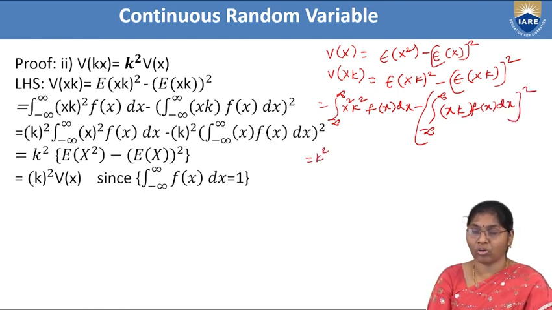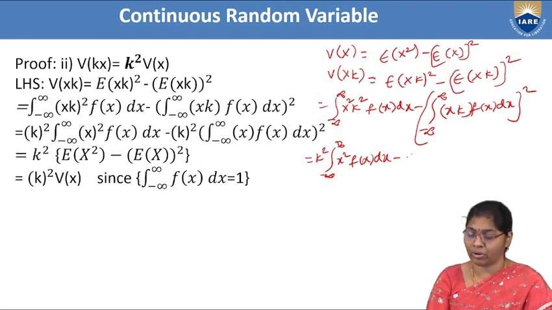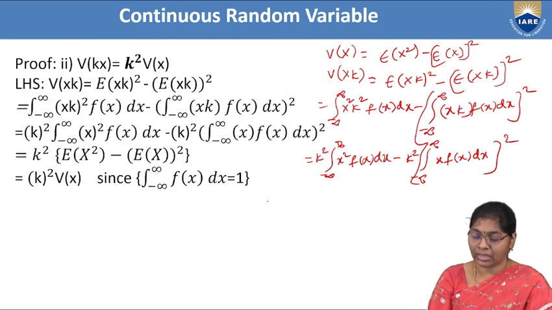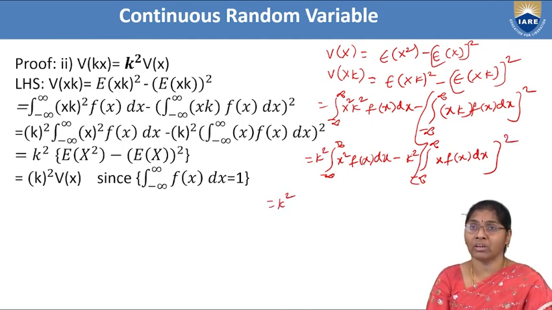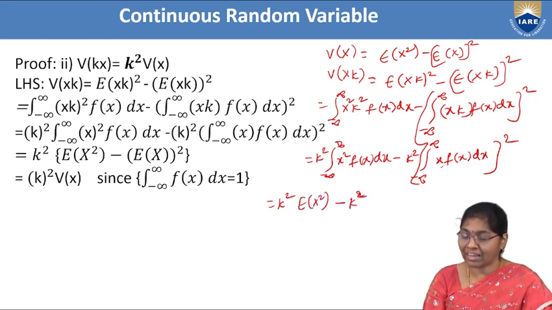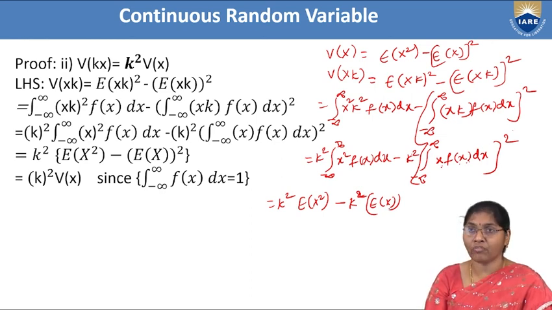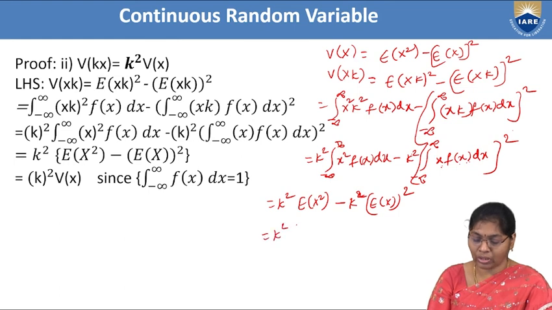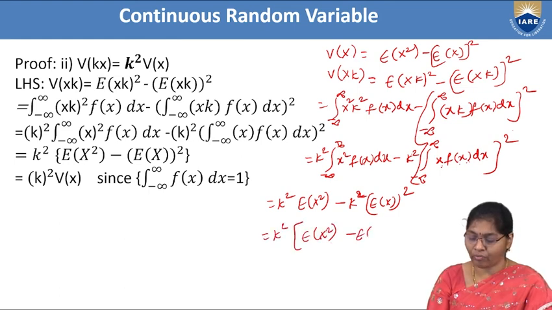Now here k square is a constant, integral from minus infinity to infinity of x square f of x dx is there, and minus k square. Here in total we get common k square, better: k square times integral of x into f of x dx, whole square. Then k square into x square into f of x dx we know is E of x square. Next, k square into x into f of x dx, which is nothing but E of x, whole square. That's why E of x whole square. Common k square, then that is E of x square minus E of x whole square.